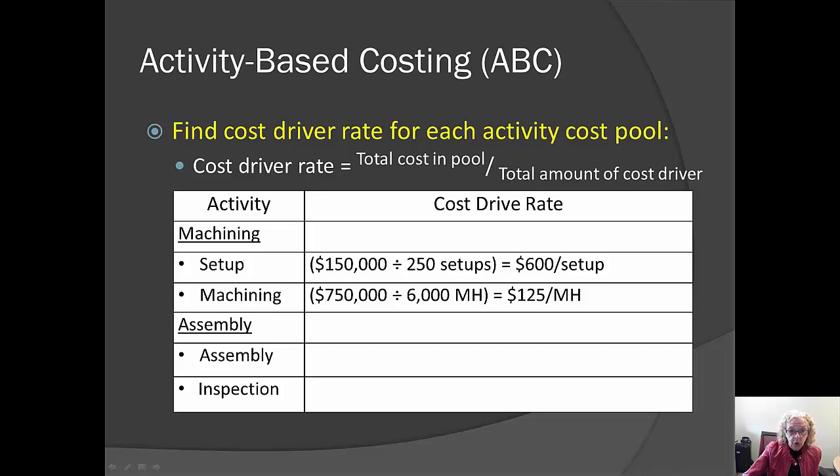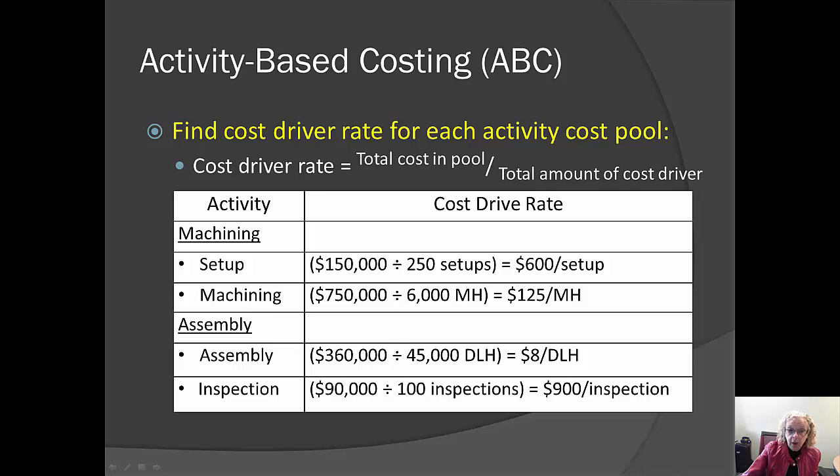For machining, we take the total amount in the machining pool and we divide by the total number of machine hours, and that gives us a rate. Assign $125 of machining overhead costs for each hour that is spent machining a particular product. In the assembly department, we take the total amount of overhead costs in the assembly pool and divide by labor hours, because we chose that as our cost driver, and that tells us to assign $8 of assembling overhead to any product for each labor hour spent working on that product.